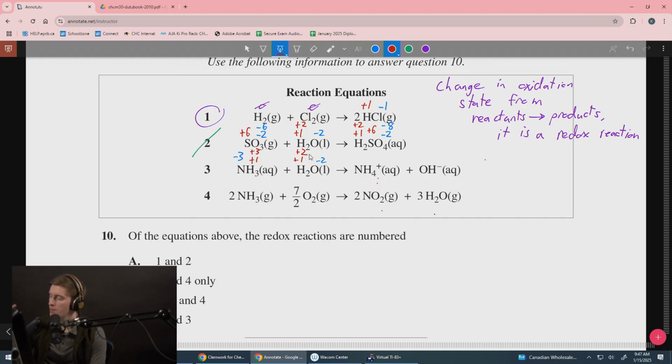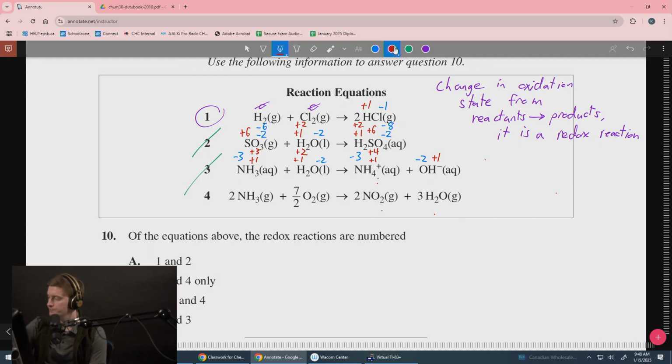In this ammonium ion, the hydrogens all have a +1. There's 4 of them, so overall it's a +4. This is not a neutral molecule. This is a charged ion, which means all of the oxidation numbers have to add to become +1. We have a +4 overall from the hydrogens, which means that the nitrogen is -3. And then in this hydroxide, the hydrogen's +1, the oxygen's -2. These add to get -1. None of the atoms here change oxidation state. So this is also not a redox reaction.